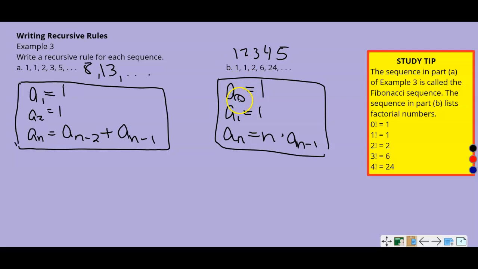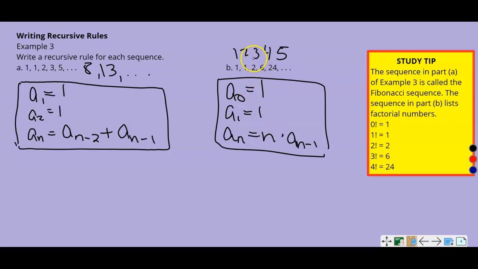So this is your first term, second term. So if I wanted to find a sub 2, so if I put a 2 in here, I would do 2 times 1. 2 times 1 is 2. If I wanted to put a 3 in here, I would have 3 times the previous term, which is 2.